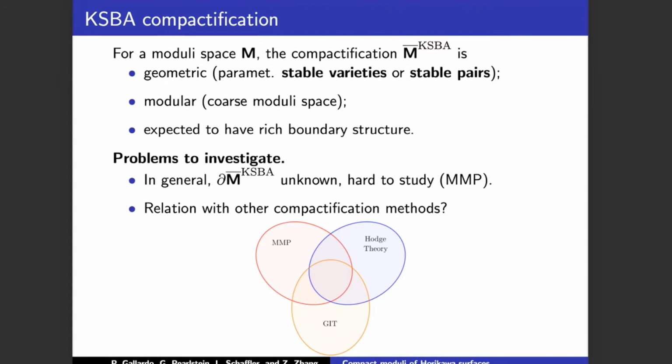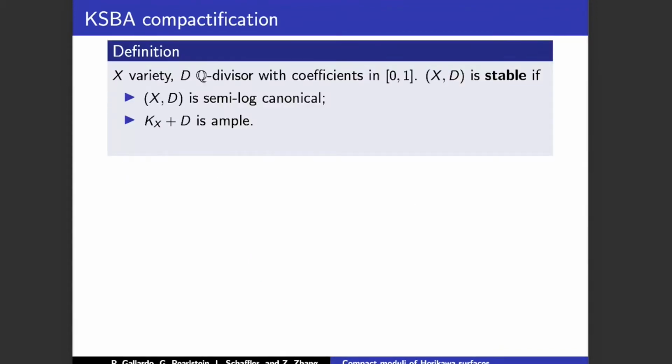So the building block of this compactification method is the notion of a stable pair, which is the data of a variety X and a divisor D with Q coefficients between 0 and 1, such that the pair is not too singular. It has to be semi-log canonical. So this is saying, roughly, that it shouldn't be too singular. More explicitly, one of the parts of the definition of being semi-log canonical asks for having at worst nodal singularities in codimension 1, which is, for example, what you see with stable curves, right?